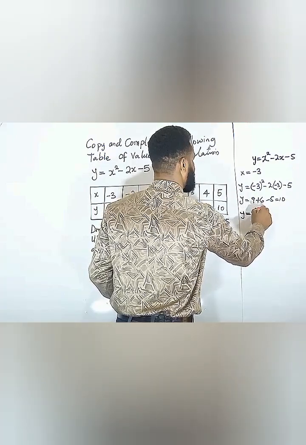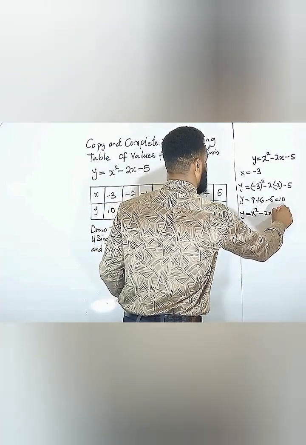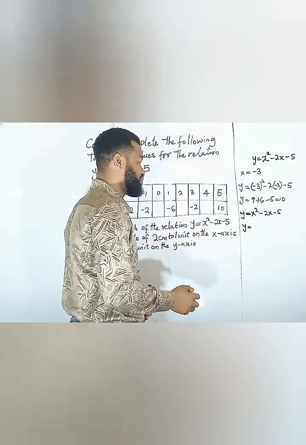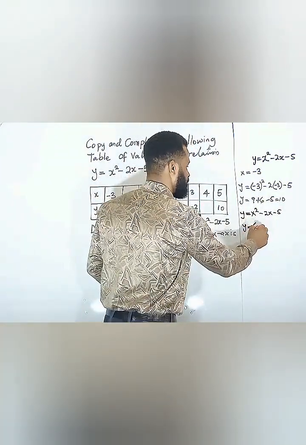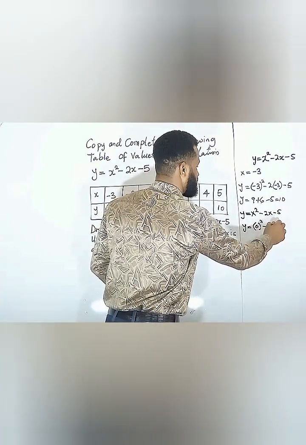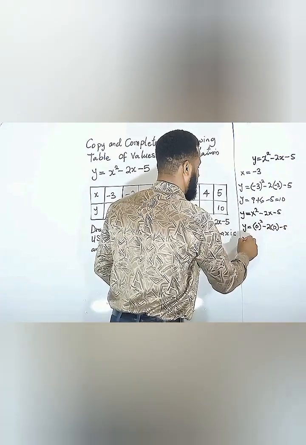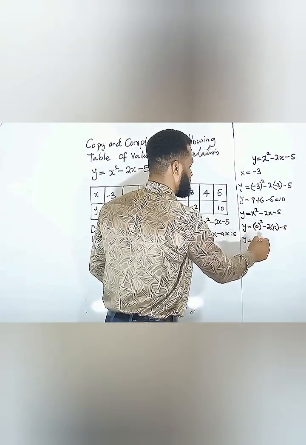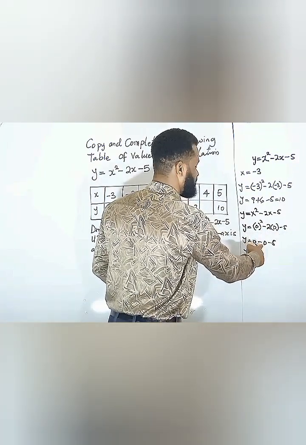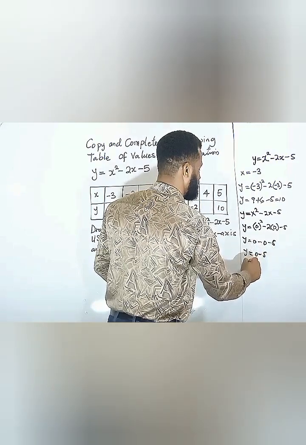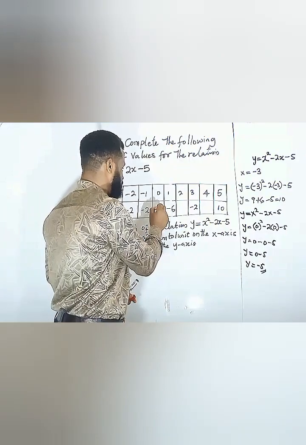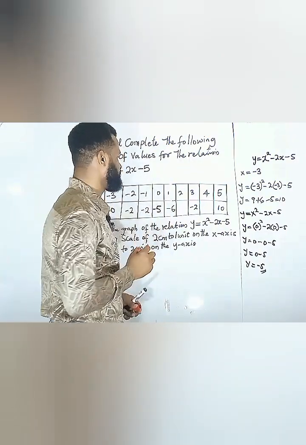Y equal to x squared minus 2x minus 5. So y equal to 0 means everything will be 0, remaining 5. Let me do it how it is done. So this is x, which is 0 squared minus 2 bracket 0 minus 5. Y is equal to 0 squared is 0, minus 2 times 0 is 0, minus 5. Y is equal to 0 minus 0 is 0. Then 0 minus 5. Y is equal to 0 minus 5 is minus 5. So I will go here and put minus 5.